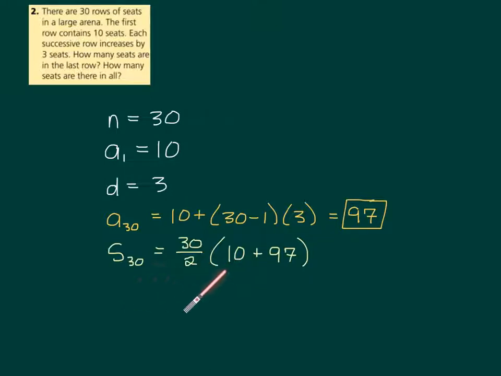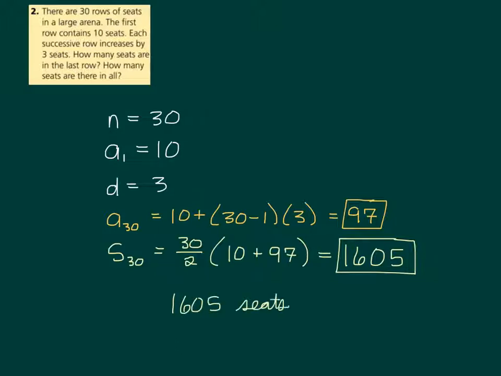So this is going to give us the sum of the first 30 terms. It's going to give us the total number of seats in the theater. And how many seats are there? 1,605. So there are 1,605 seats in the theater. That's what we found out.